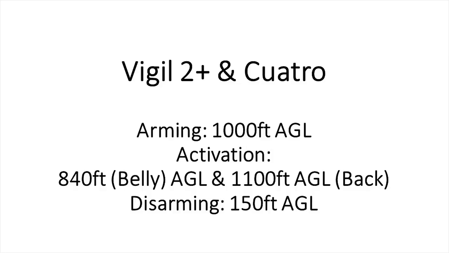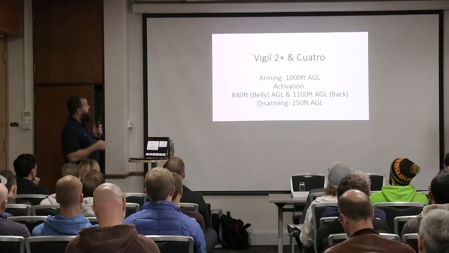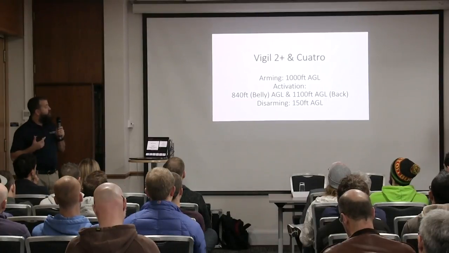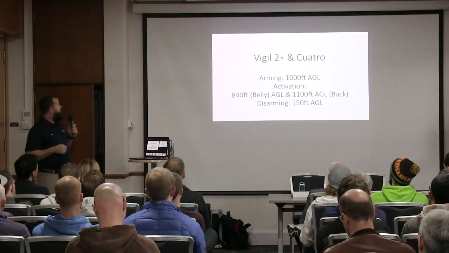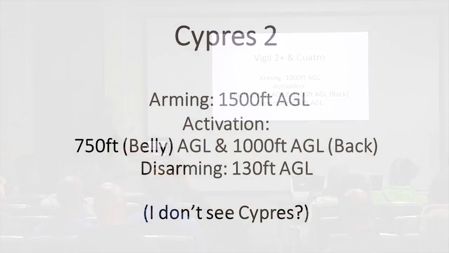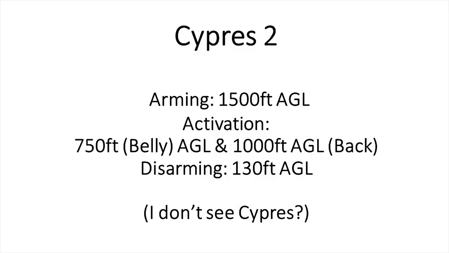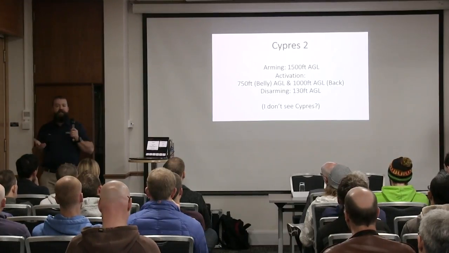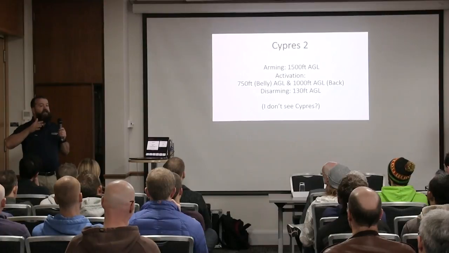Vigil 2 Plus and the Quattro, arming altitude is 1,000 feet. Activation remains the same, 840 feet for belly, 1,100 on your back. And the disarming altitude is 150 feet above the ground. Cypress 2 has similar characteristics. Arms at 1,500 feet, so the plane has to climb past 1,500 feet. Its belly to earth activation is 750 feet. Its back activation is 1,000 feet, so approximately 250 to 260 foot difference.